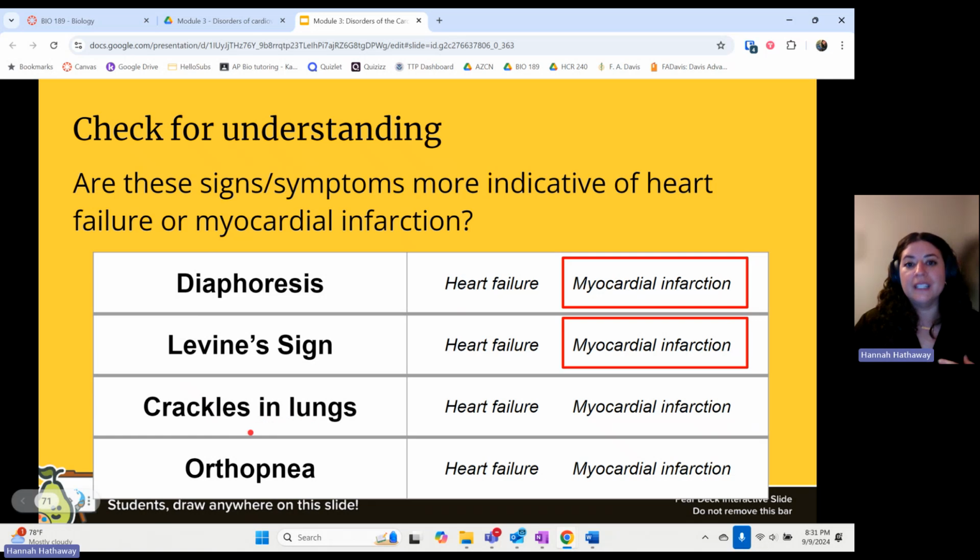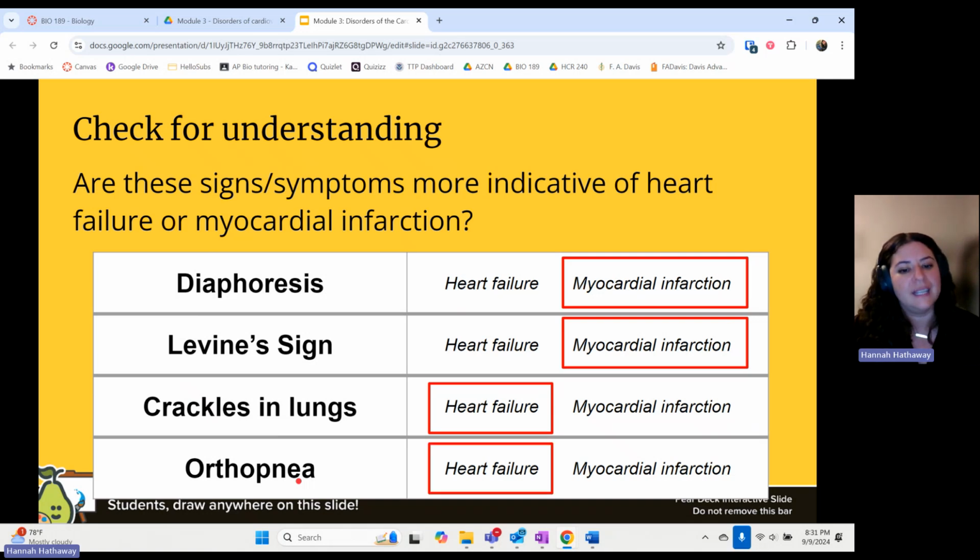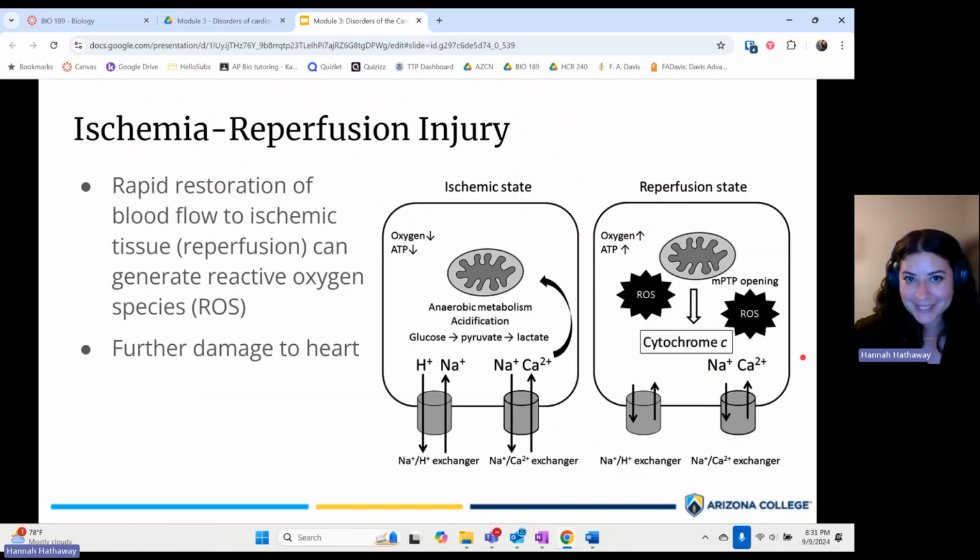Crackles in the lungs, fluid in the lungs, edema, heart failure. Orthopnea, once again, that's difficulty breathing while lying down. That's involving the lungs. It's involving edema in the lungs. That is a classic sign of heart failure. We're almost done with this chapter.